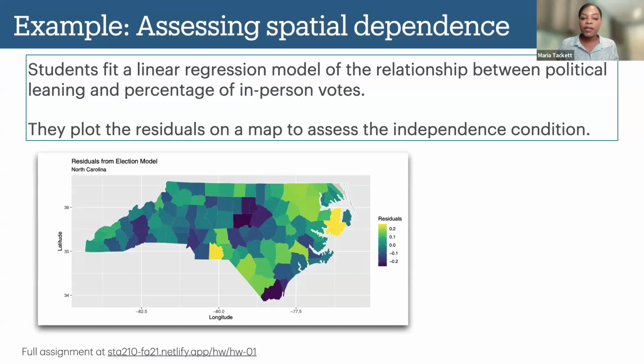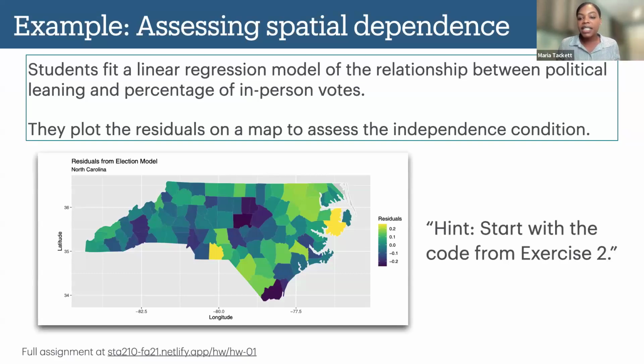But because they had been provided with the code early on, I didn't provide code for this, but as part of the instructions, I said, hint, start with the code from exercise 2. And so this was just a small way for the students to get some experience on their own, building out some spatial visualizations. Most of them perhaps just copied and pasted the code, but then they had to at least think through, well, which variables do I change in order to plot the residuals instead of plotting the response variable, and how do I relabel things, etc.